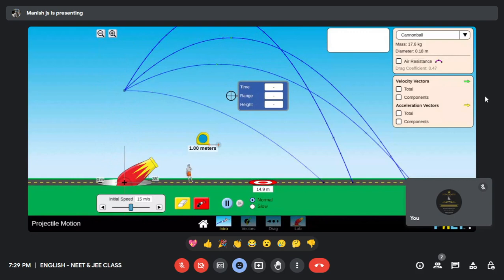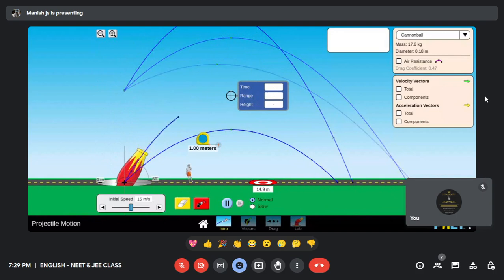I'll keep it at 45 degrees now, and let me shoot again. At 45 degrees, this is the curve that I'm getting. At 60 degrees, let me shoot. You can see this is the curve that I'm getting. And at 30 degrees, let me shoot it again.